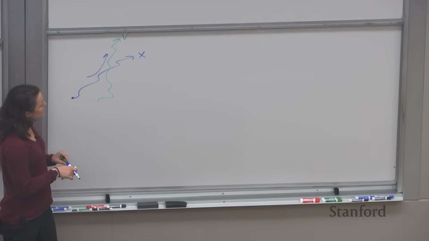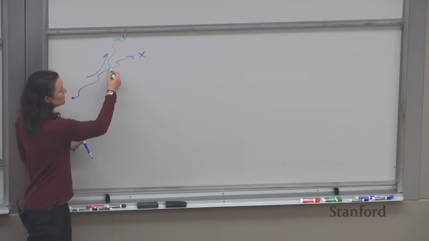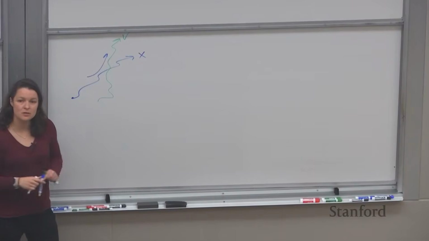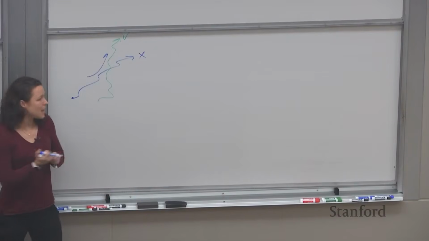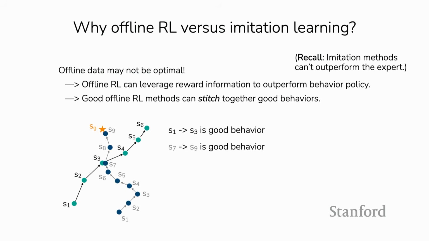And if you use vanilla imitation learning, you won't get that kind of behavior. Instead, in this state, it will take the average between these two action distributions. So if you have a couple trajectories like this, then we know that S1 to S3 is good behavior. We know S7 to S9 is good behavior. And so offline reinforcement learning methods, in principle, can learn a policy that goes from S1 to S9, whereas imitation learning methods won't be able to do that.